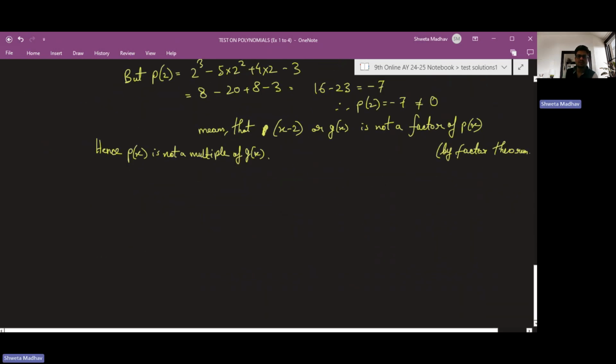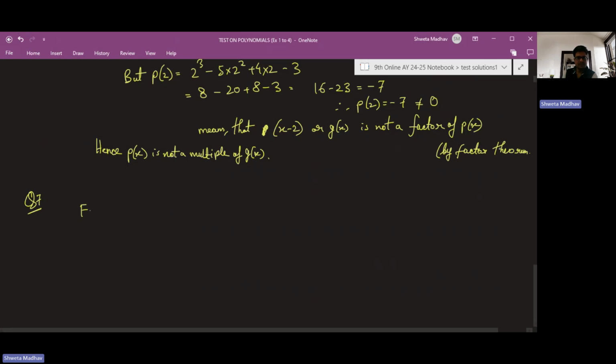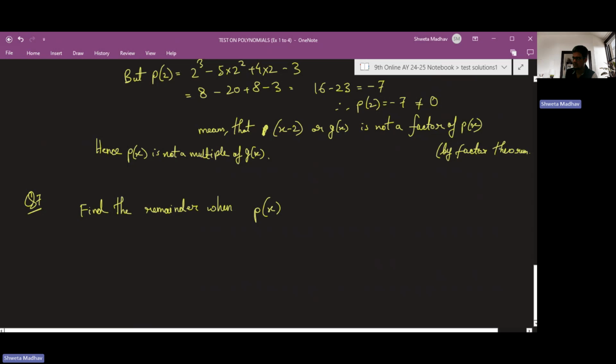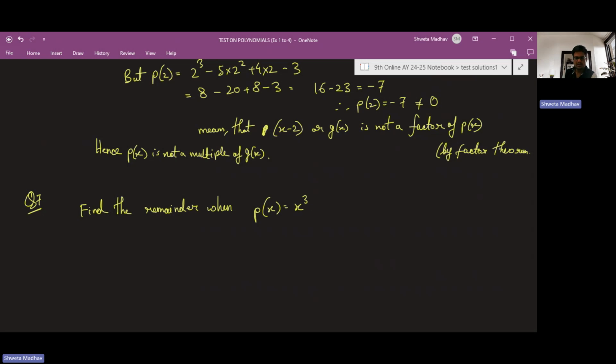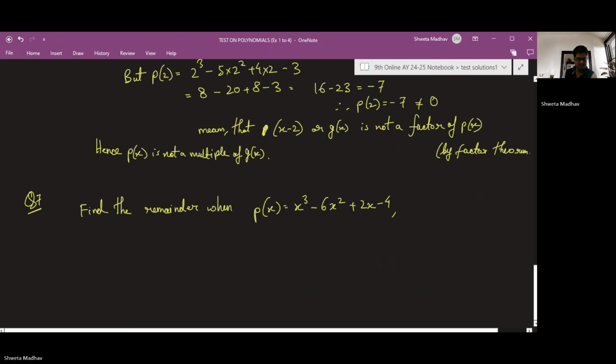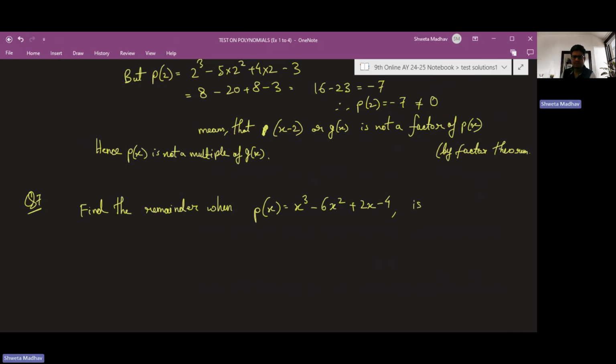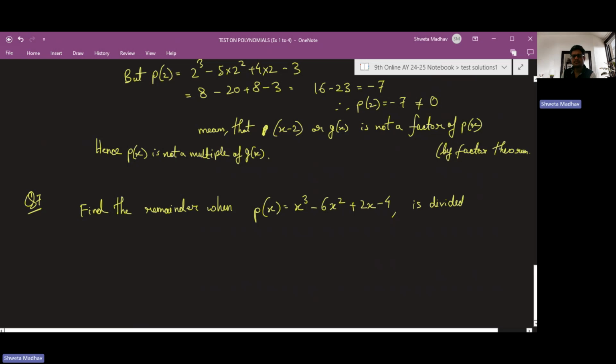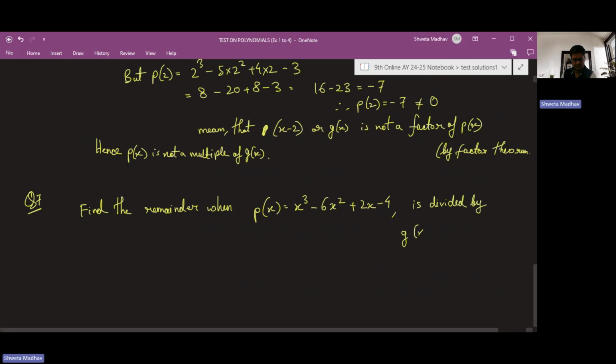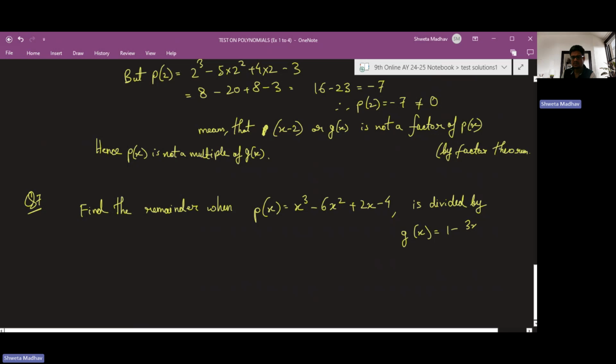So in question number 7, it has been told to find the remainder when P of x is equal to x power 3 minus 6x square plus 2x minus 4, that P of x is divided by g of x, which is 1 minus 3x by 2.